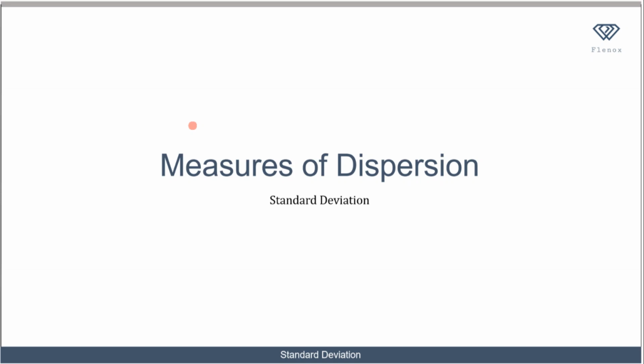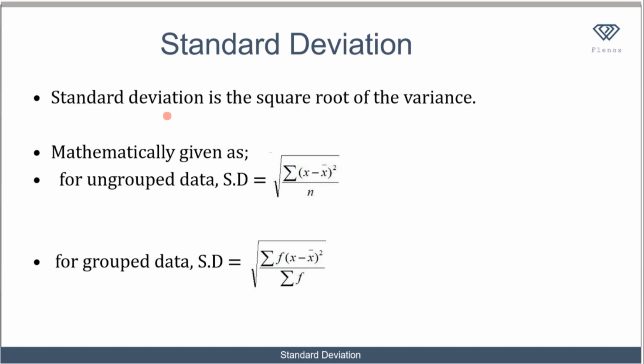So now let's talk about the standard deviation. The standard deviation is simply the square root of the variance. So our formulas remain the same, only that now we are finding the square root of the variance. This is when you have ungrouped data, and for grouped data you also have the square root of the variance.